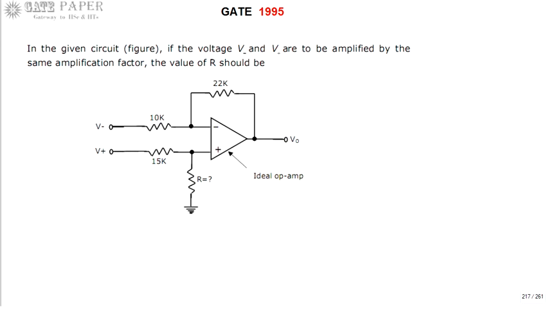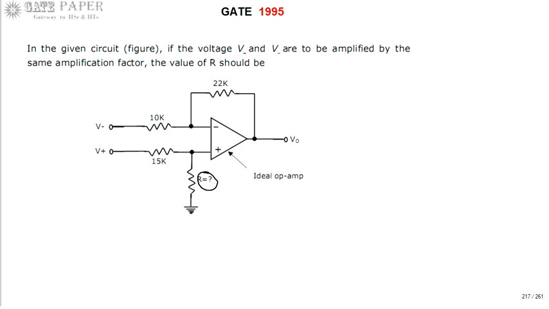Hello, we are discussing the GATE 1995 ECE paper, and this question is related to analog circuits. Look at the op-amp circuit given. If the voltages V minus and V plus are to be amplified by the same factor, the value of R should be. We are going to calculate the value of R such that V minus and V plus are going to be amplified by the same factor.